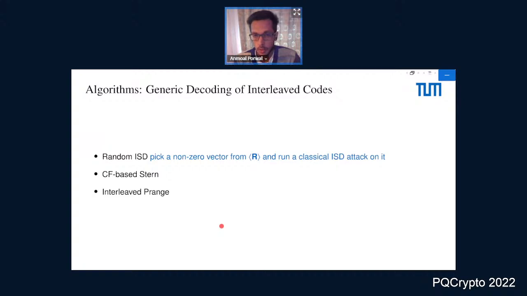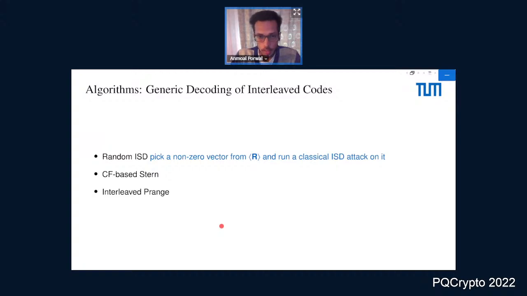And in general, you are not restricted to just rows. You can take any linear combination of the rows as well, because any linear combination will also have at most T errors, and in each iteration you can just pick any non-zero vector from the span of R. So that's random ISD, and that's probably the simplest way of doing generic decoding.